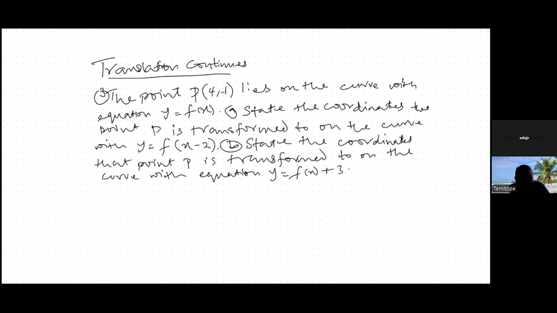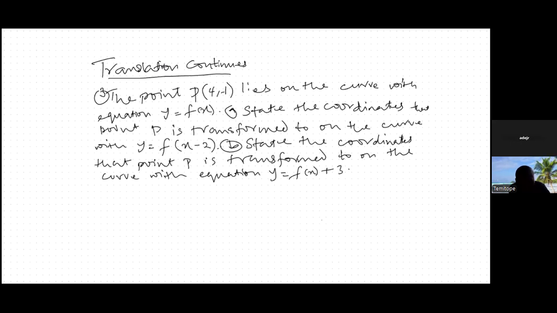The point P, 4 comma minus 1, lies on the curve with equation y equals f of x. Question A, state the coordinates that point P is transformed to on the curve with y equals f of x minus 2. Now, if you cannot do it, let's do it together. I don't want to waste time so that we can move on.